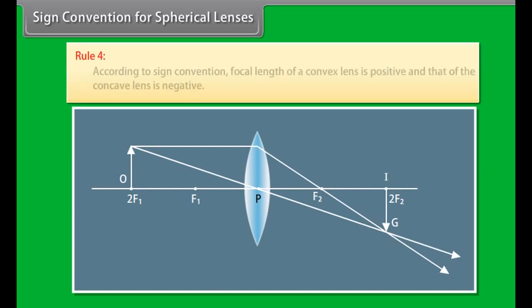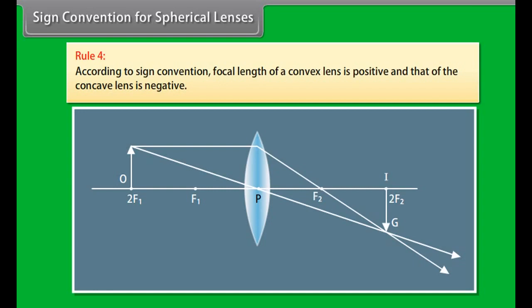Rule 4: According to sign convention, the focal length of a convex lens is positive and that of a concave lens is negative. Magnification produced by lenses.